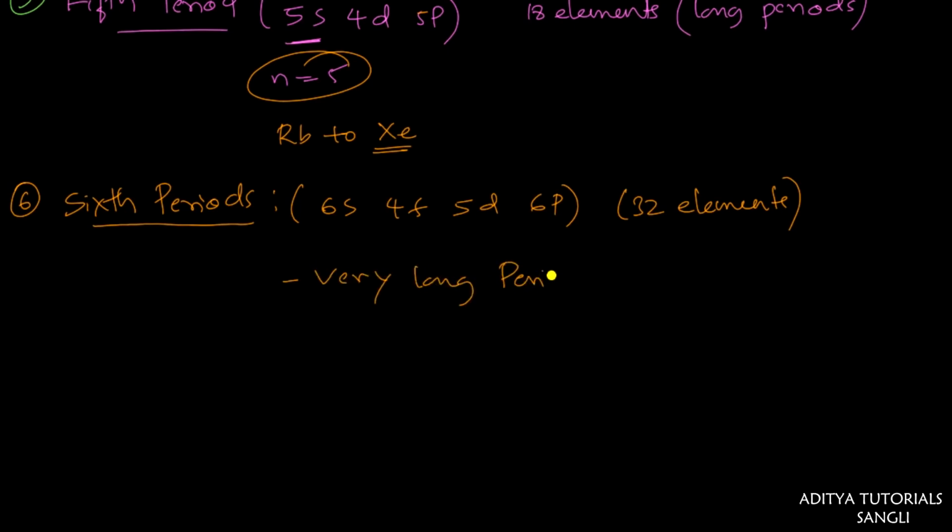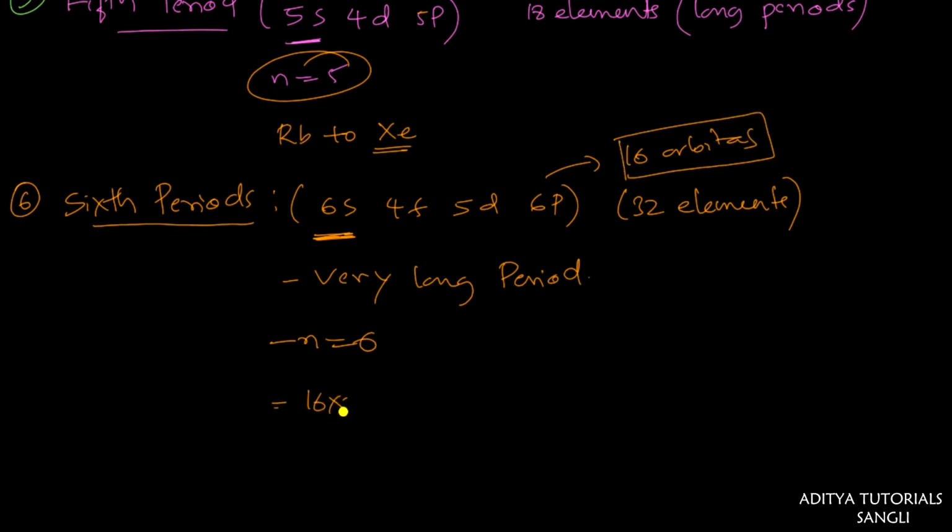This period corresponds to the principal quantum number n equal to 6, because here 6s is there, therefore n equals 6. It starts with the filling of 6s electrons, because it contains 2 plus 14 plus 10 plus 6 orbitals, up to the 6p orbitals. The total is 16 orbitals here. If you sum these all up, you get 16 orbitals, and you know that each orbital can accommodate a maximum of 2 electrons. Therefore 16 into 2 equals 32 electrons, and this implies that this period contains 32 elements.